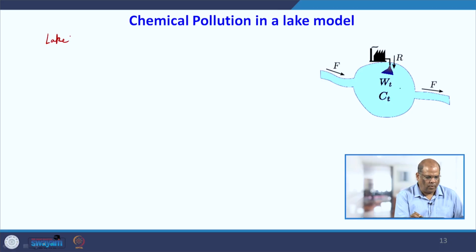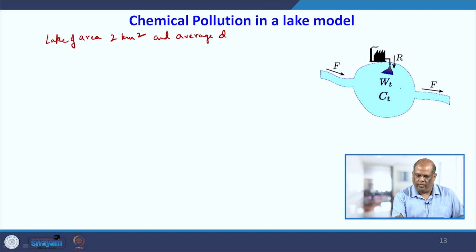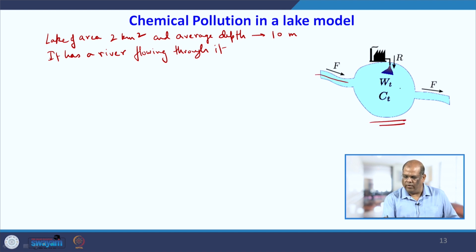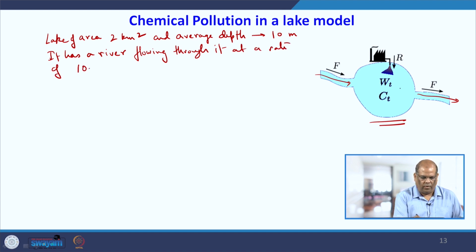We now look into the chemical pollution in a lake model. So, consider a lake, say area 2 kilometers square and average depth say 10 meter. It has a river flowing through it. So, if you consider this to be the lake and this is the river which is flowing through it, and say at a rate of 10,000 meter cube per day.